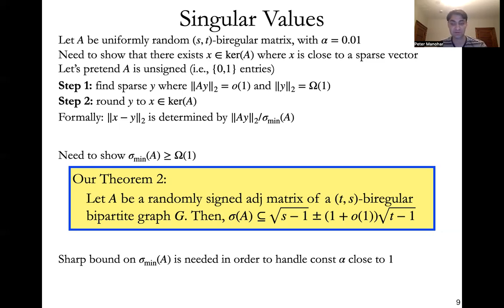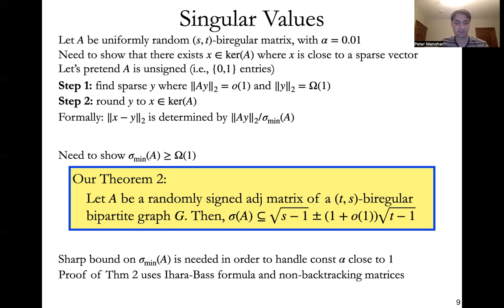If we let alpha be a sufficiently small constant, we could have gotten away with, say, using off-the-shelf matrix concentration bounds, but we need the sharper statement that we prove in order to handle all constant alpha. And the proof of this theorem just uses the Ihara-Bass formula, non-backtracking matrices, and all these now somewhat standard, though complicated, techniques to analyze singular values or eigenvalues of sparse random matrices.